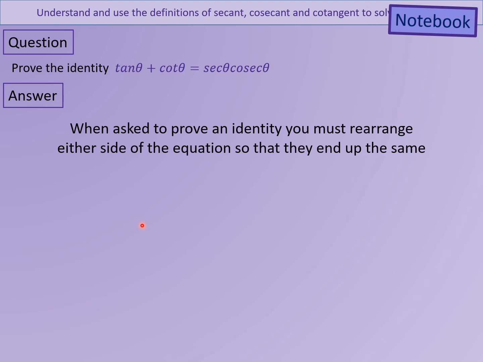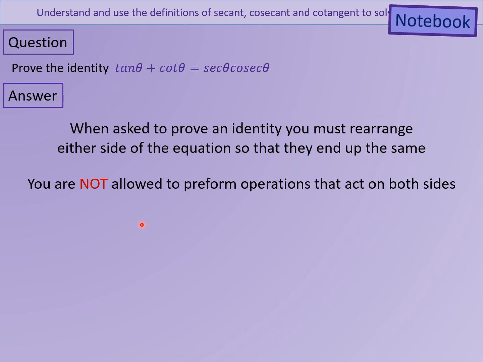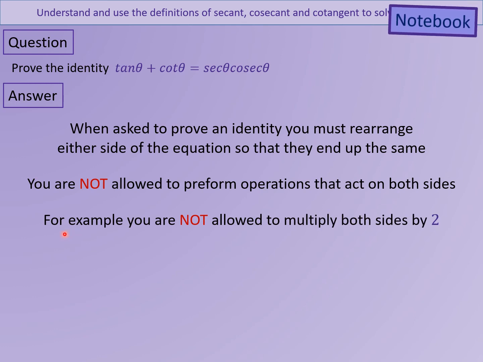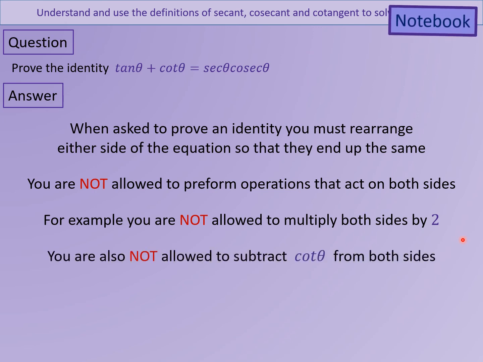When you're asked to prove the identity, you're trying to rearrange either side, like I just said, to get to the other one. You're not allowed to perform operations that act on both sides. So you can't do something like adding 2 to both sides. You're not allowed to double both sides. You're only allowed to operate on one side and work on one side to get to the other. So you're not allowed to multiply both sides by 2. It will make more sense when we actually have a go at doing it.